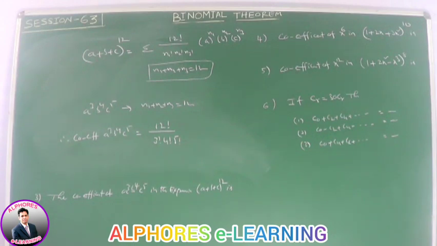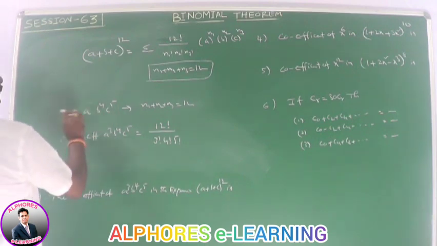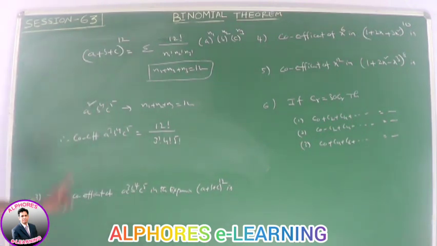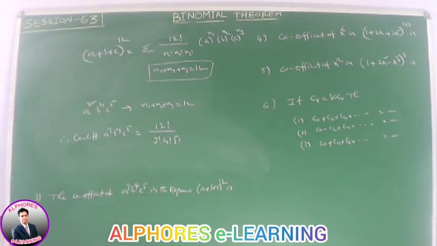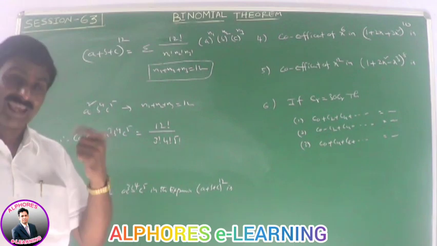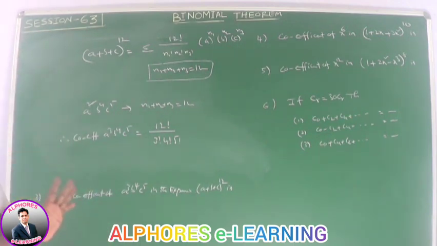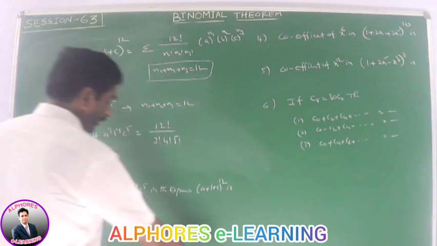Suppose this value is a square into b power 4 into c power 5. What is the coefficient of this value? Here 2 plus 4 is 6, 6 plus 5 is 11, not equal to 12. This term does not appear in this expansion, that means that coefficient is equal to 0. Please note this point: in the above example, the coefficient of a square b power 4 c power 5 is equal to 0 since 2 plus 4 plus 5 is not equal to 12. Only if the sum of the indices is n do we get that coefficient, otherwise that coefficient is 0. Okay, next, fourth one.